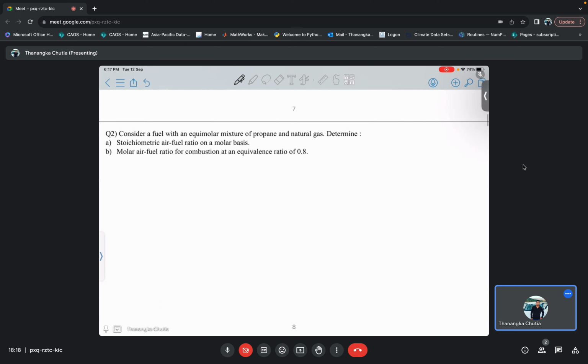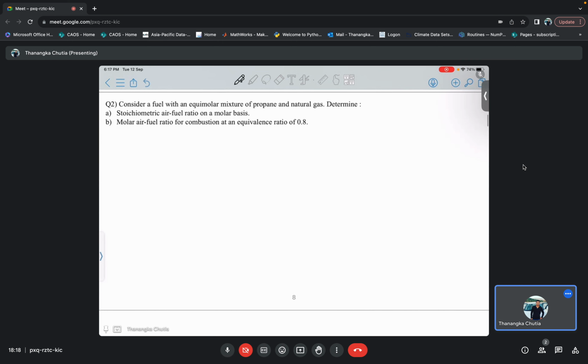Okay, so now the next question: consider a fuel with an equimolar mixture of propane and natural gas. Determine the stoichiometric air-fuel ratio on a molecular basis and the molar air-fuel ratio for combustion at an equivalence ratio of 0.8.